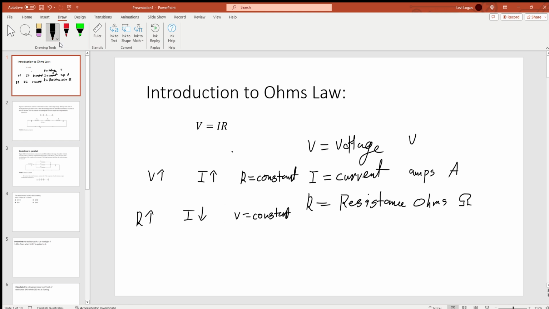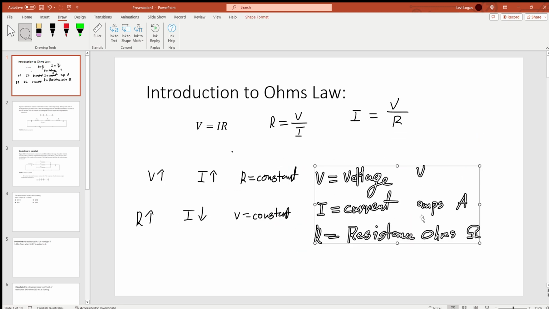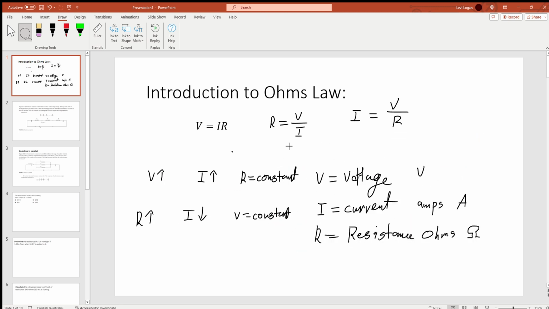Other ways you'll see this formula is you might have resistance equals voltage on current, or current is voltage on resistance. Those are other ways you can see that formula, but they're the exact same thing, just rearranged algebraically. So now that we've got most of this out of the way, let's put this into practice and work out how to solve basic circuit problems using this formula here.